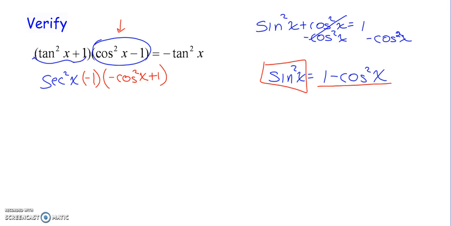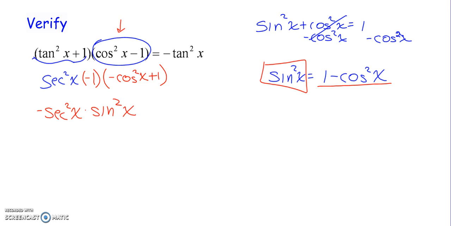So I could copy this over one more time. Secant squared x times -1. I'm just going to put a negative sign in front of the whole statement because this is all just one term. Instead of writing negative cosine squared x plus 1, I'm going to write times sine squared x. So I've simplified, but I clearly haven't simplified enough.